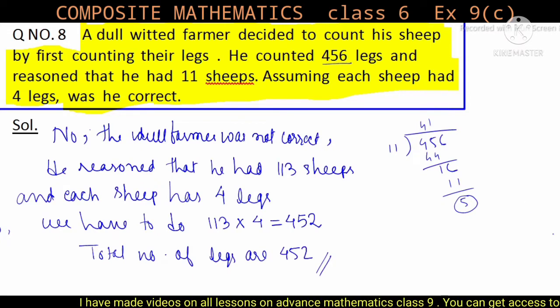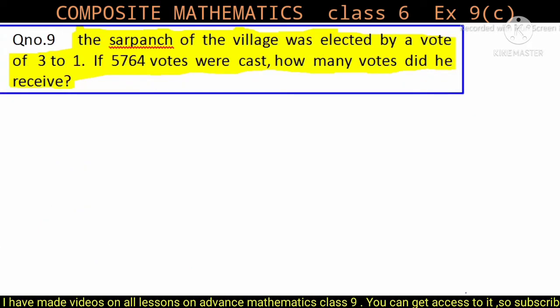Now we are going to do the next question, question number 9. So hello students, now we are going to do question number 9. Question number 9 is given. The Sarpanch of the village was elected by a vote of 3:1. If 5764 votes were cast, how many votes did he receive? Now we will find a solution.